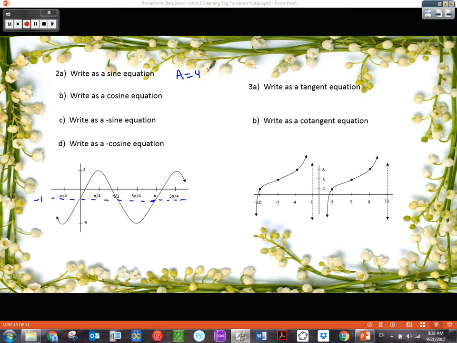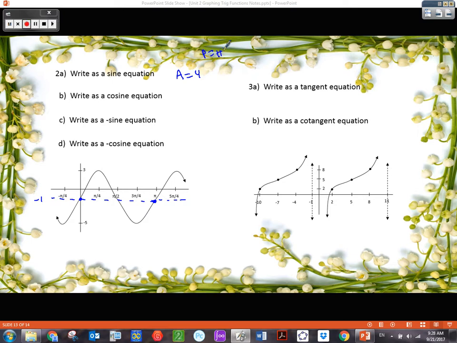Okay, great. We need to know B. In order to know B, we need to know the period. We're going to have to read the period off of the graph. Now, I'm going to read this graph as a sine graph right now. We could read it either way, but I'm going to read it as a sine just because it starts like the regular sine graph, doesn't it? It starts at its sinusoidal axis, and it goes up, and it ends right here. I can tell from that that my period is pi.